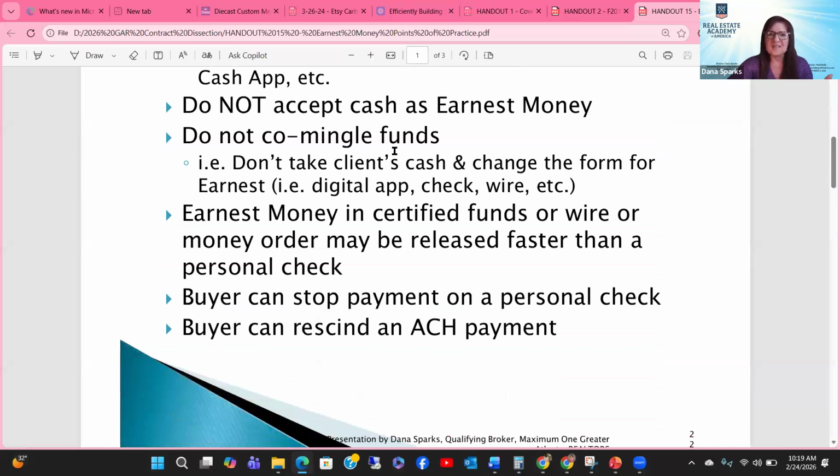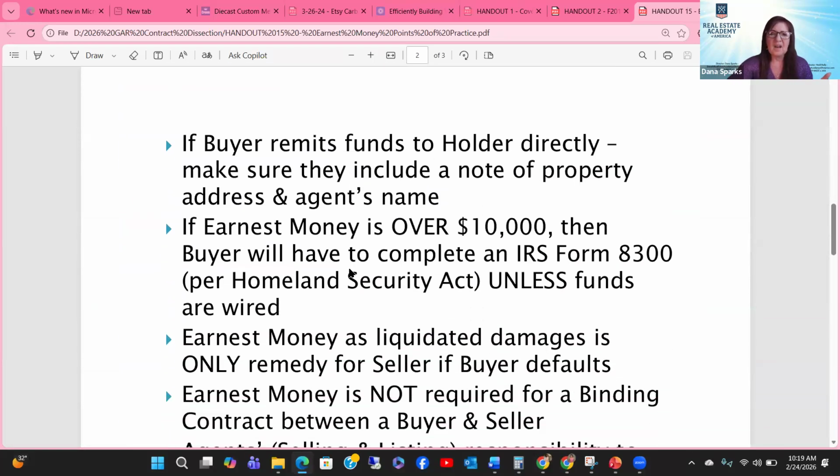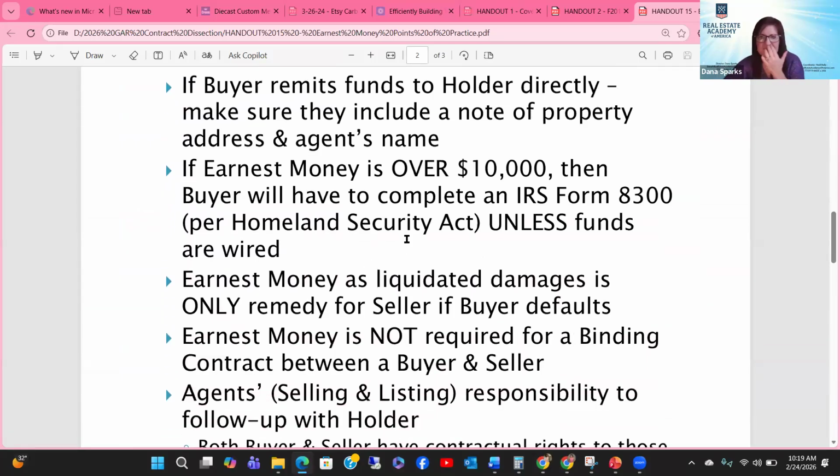Do not commingle funds. That's a license law violation. If earnest money is over $10,000, the holder's required to fill out an IRS form unless it's a wire.